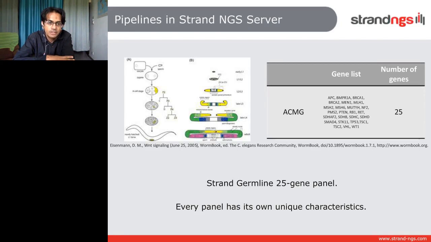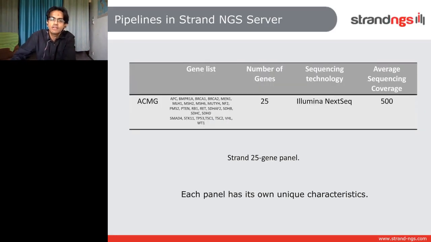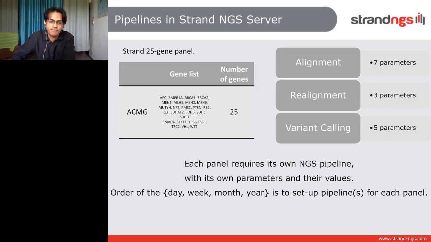Every panel you add has its own unique characteristics, right? So for instance, this is a 25 gene panel. It has a certain sequencing coverage. It's based off a certain sequencing technology. It has a number of genes and so on. Every panel like this has its own set of characteristics, and every panel, because of its individual nature, requires its own NGS pipeline with its own parameters and their values, right?